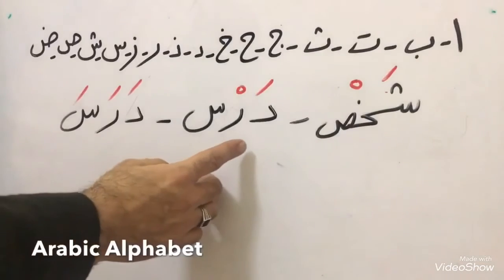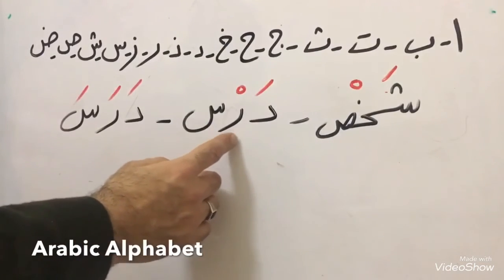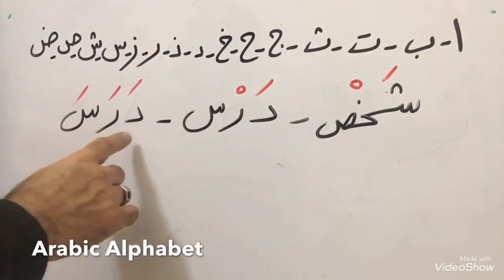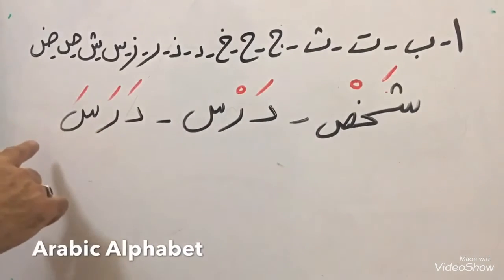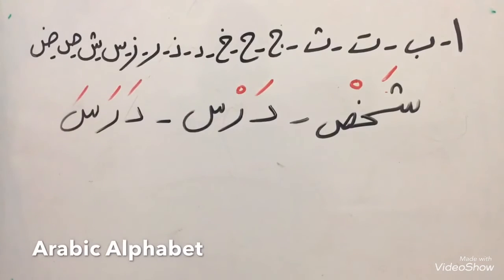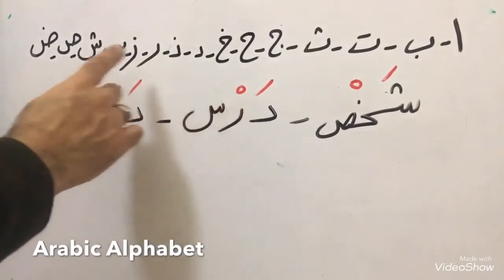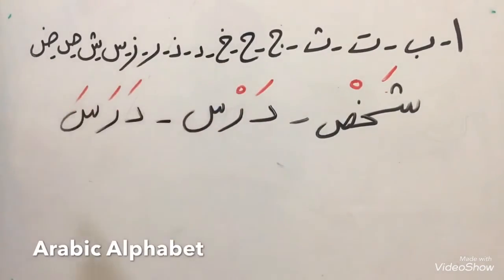Here we have dars, da fatha, ra, sukun, sin. Here da fatha, ra, fatha, sin fatha, darasa. This is the verb, means studied. It is the verb in the past, studied. So with the different uses of Fatha, Dhamma, Kasra, Sukun, we have different meanings of the words.